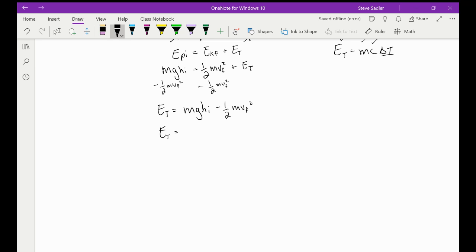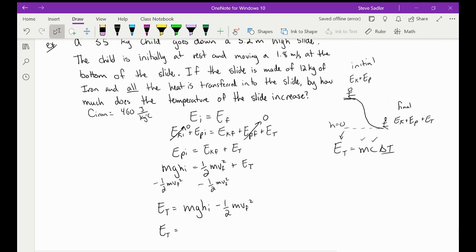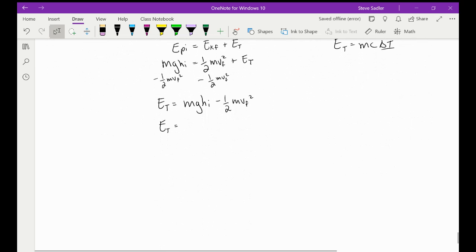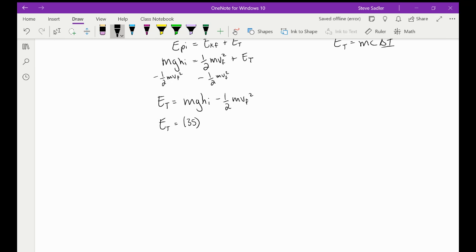All right, let's plug some things in. What is the mass of the child? 35 kilogram child. 35 multiplied by 9.81. The child started at a height of 3.2 meters. Subtract 1/2, again, a 35 kilogram child. And how fast is the kid going at the bottom? That's 1.8 meters per second, and we'll square that. Let's punch some numbers in. 35 multiplied by 9.81 multiplied by 3.2.